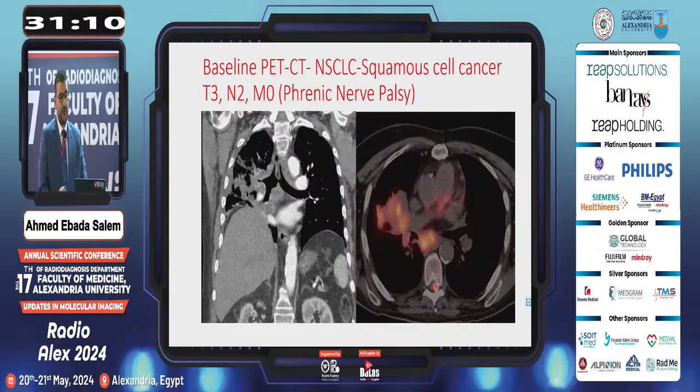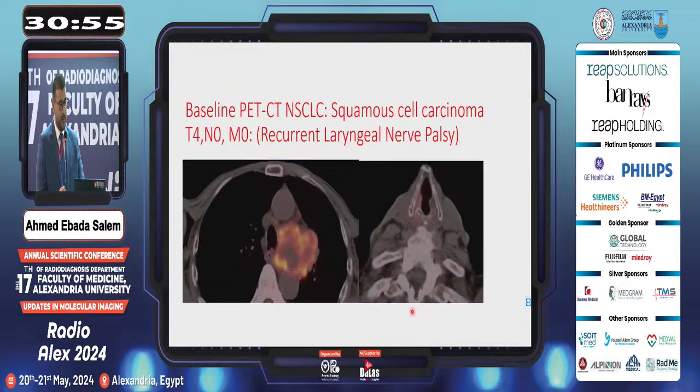This is another patient who had a squamous cell carcinoma and also suspected lymphangitis carcinomatosis. He did have a phrenic nerve palsy. As you can see, there's elevation of the right copula of the diaphragm.